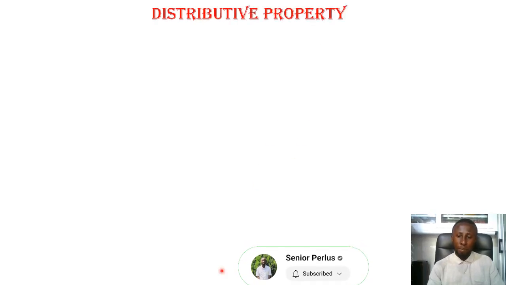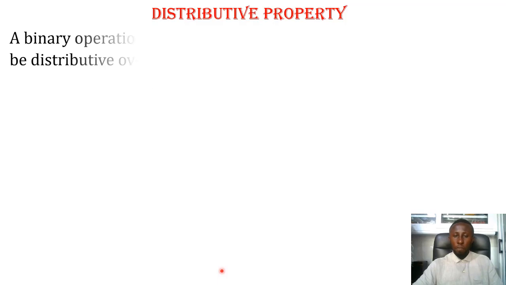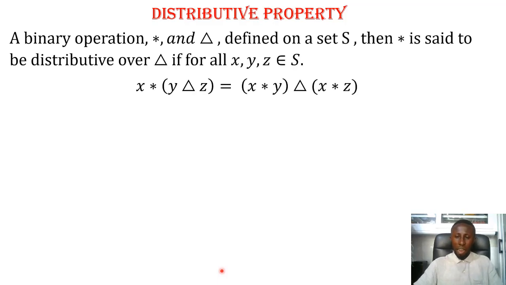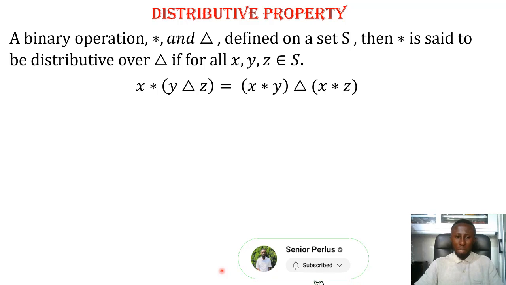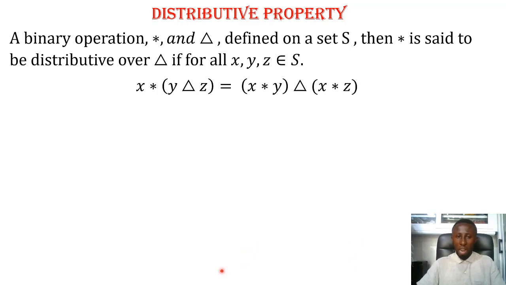Distributive property. Given binary operations star and triangle defined on the set S, the operation star is said to be distributive over the triangle if for all x, y, z belonging to S.